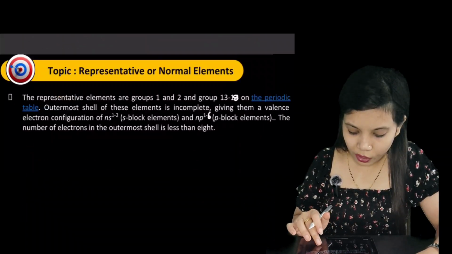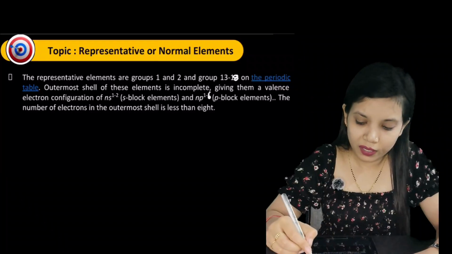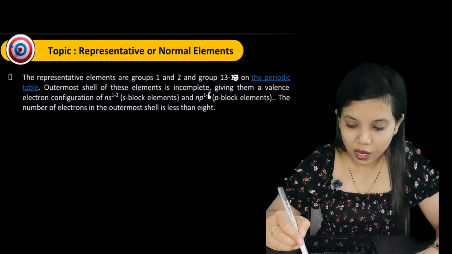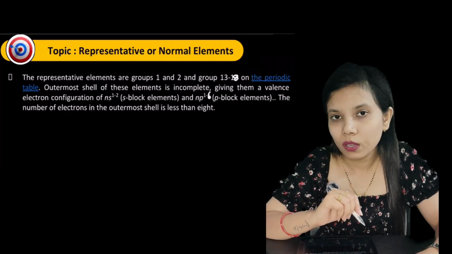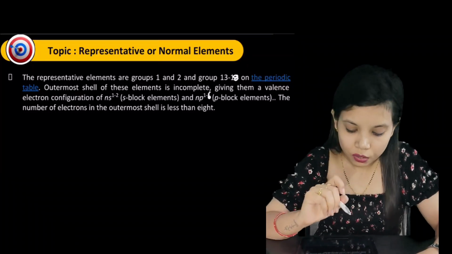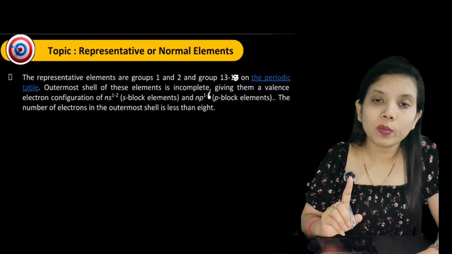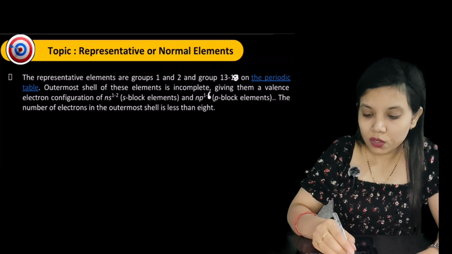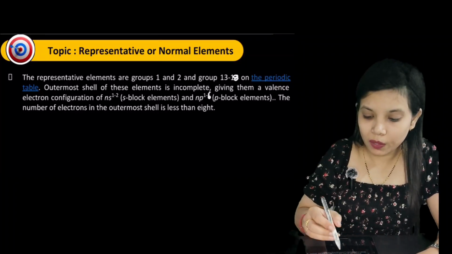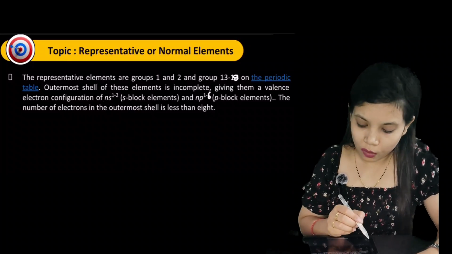Okay. Now if I talk about the representative elements, this is very important, as I already discussed just now about the S block and P block elements. The P block elements are from group number 13 to 18. So the elements from group number 13 to 18 and group number 1 to 2 are known as what? Students, they are known as representative elements. What we call them as representative elements or normal elements.